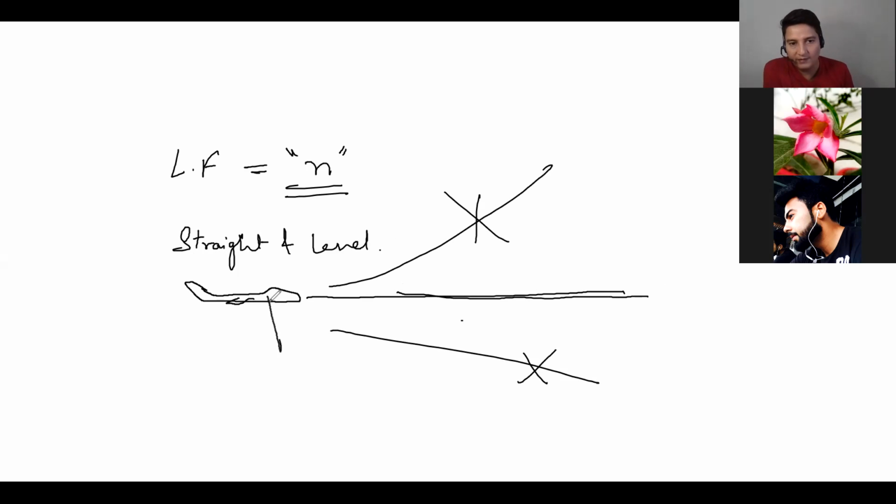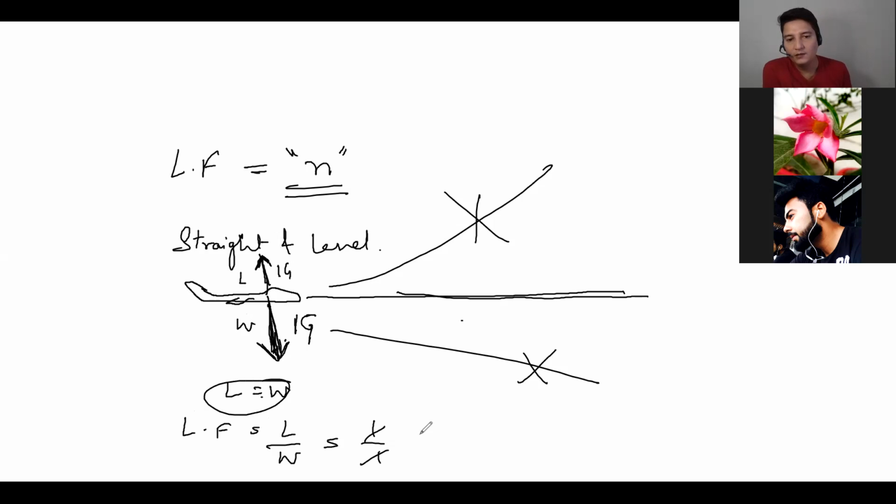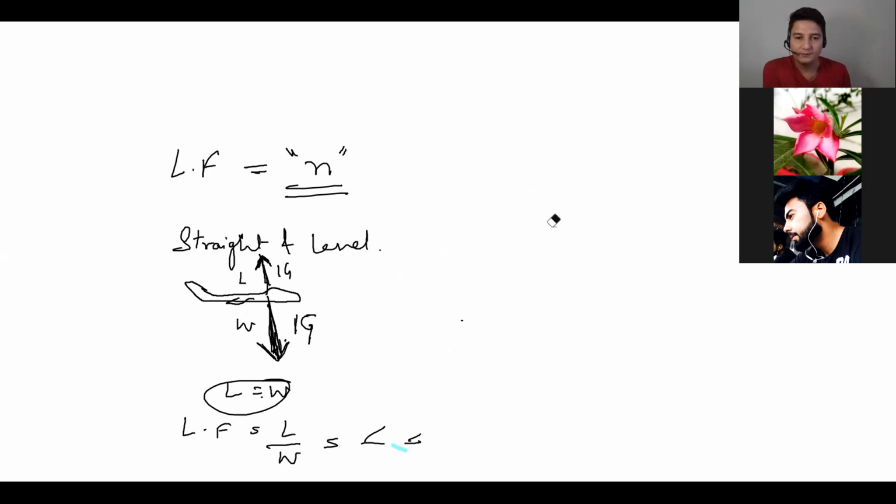The plane always exerts 1g, and lift has to counter that 1g. So if there is 1g of weight going down and lift is compensating that 1g, lift is equal to weight. So what happens? Load factor will be lift upon weight, which is 1 upon 1, which is equal to 1.